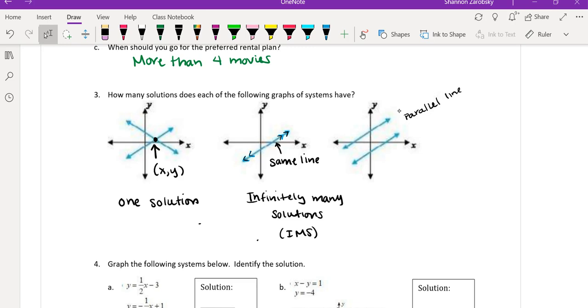If I have two lines that are parallel, so these are parallel lines. Remember, parallel lines have the same slope. That means that these two equations are never going to touch. Or there's no solution, because in order to have a solution, I have to be able to intersect.